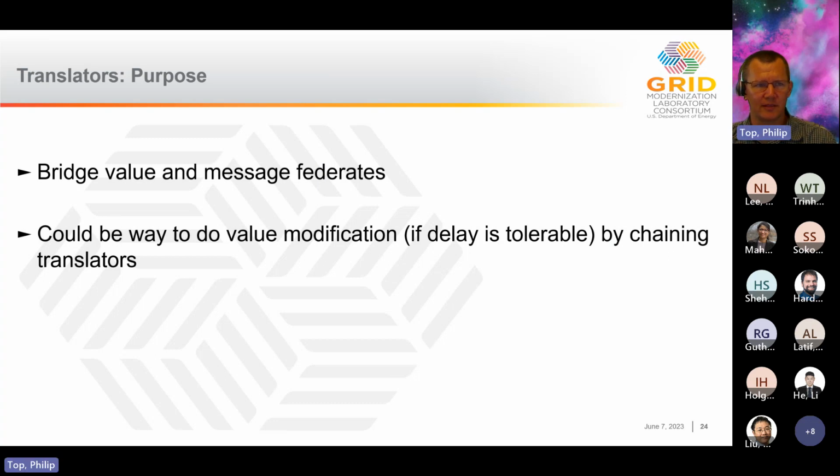One other feature of HELICS is the translators. This is a fairly newer feature, but it allows the bridging of value and message federates. For example, a relay communication device or a data acquisition unit.